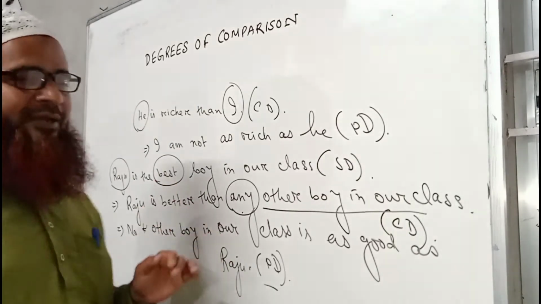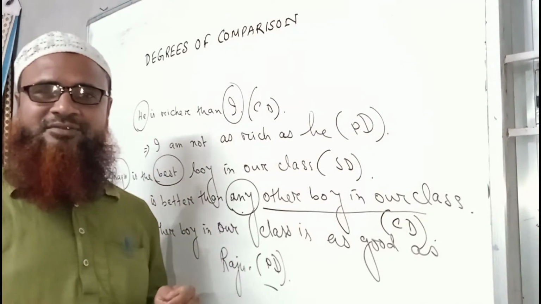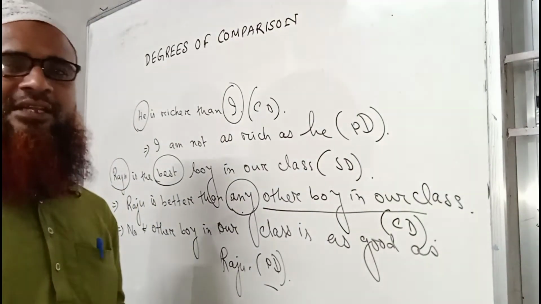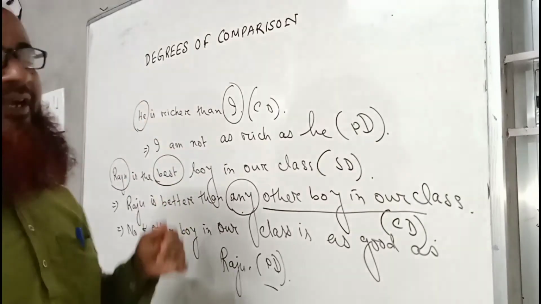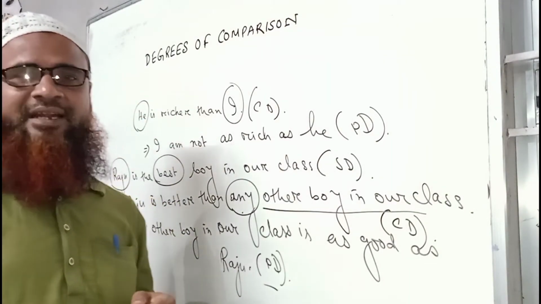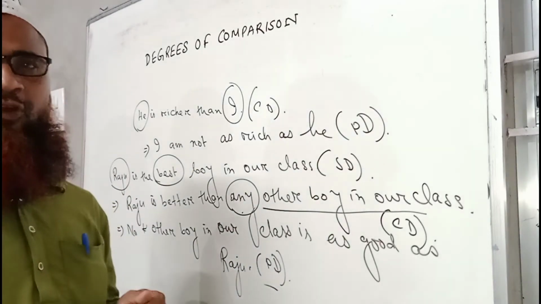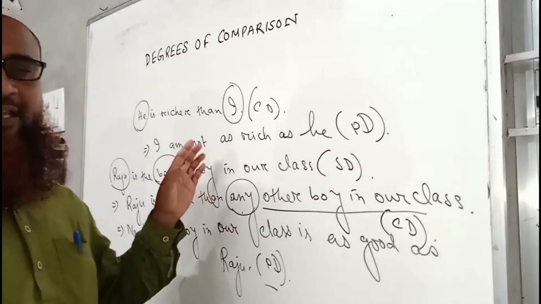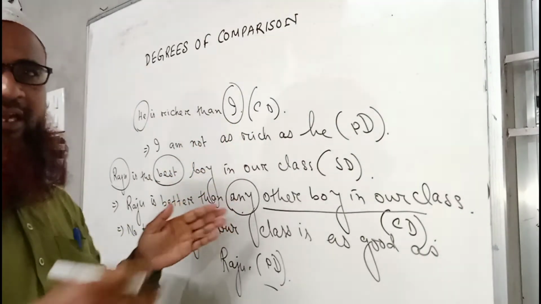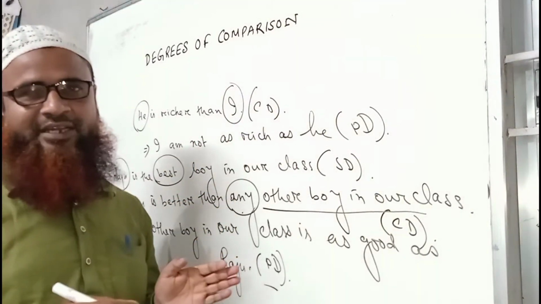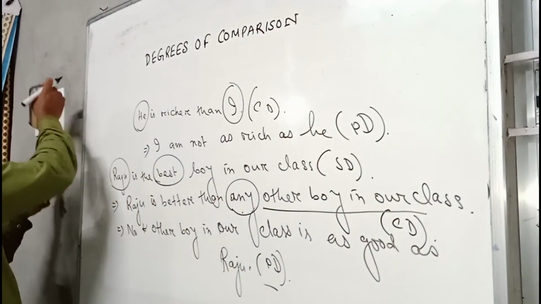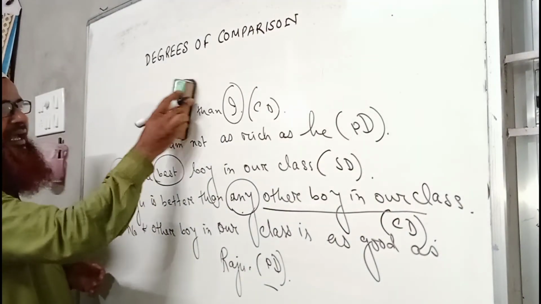Now I am going to discuss another rule of degrees of comparison. Somehow most of the students are seen to commit mistakes in the change of these degrees of comparison regarding this rule, which I am going to tell you now. Now I am writing a sentence on the board. It will be like this.